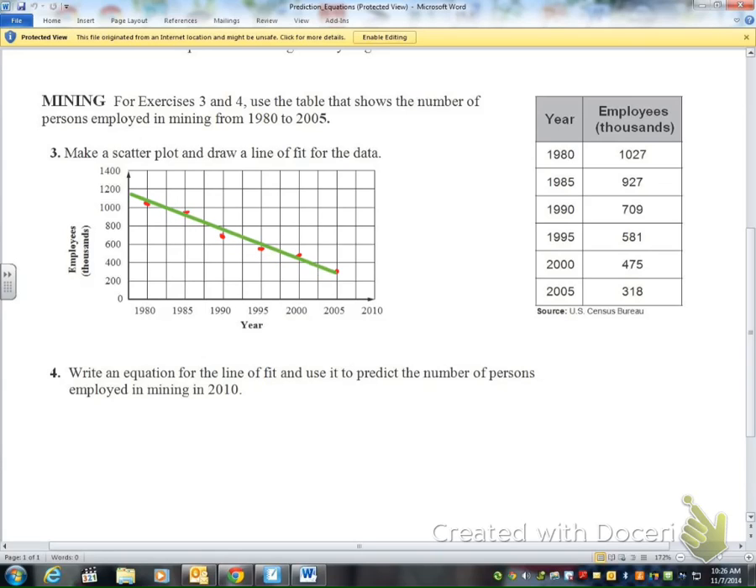You know, just like in mean, median, mode stuff, you can have an outlier in a line of best fit.